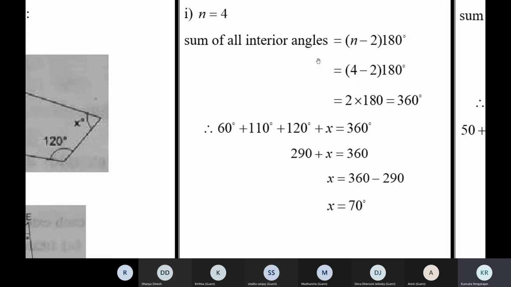So I just worked it because the sum of all the interior angles is different for different polygons. When it's a triangle, the sum is 180. In a quadrilateral, the sum of all the interior angles is 360. So here, this is how we find: when n is 4, number of sides is 4, n minus 2 into 180. So 2 into 180, 360. Then the sum of the 4 angles is equal to 360. So x is 70.